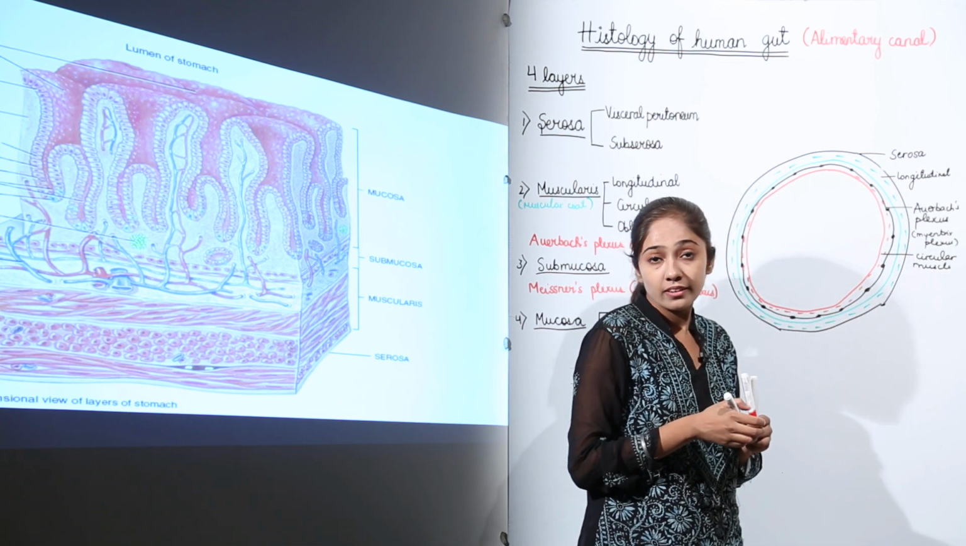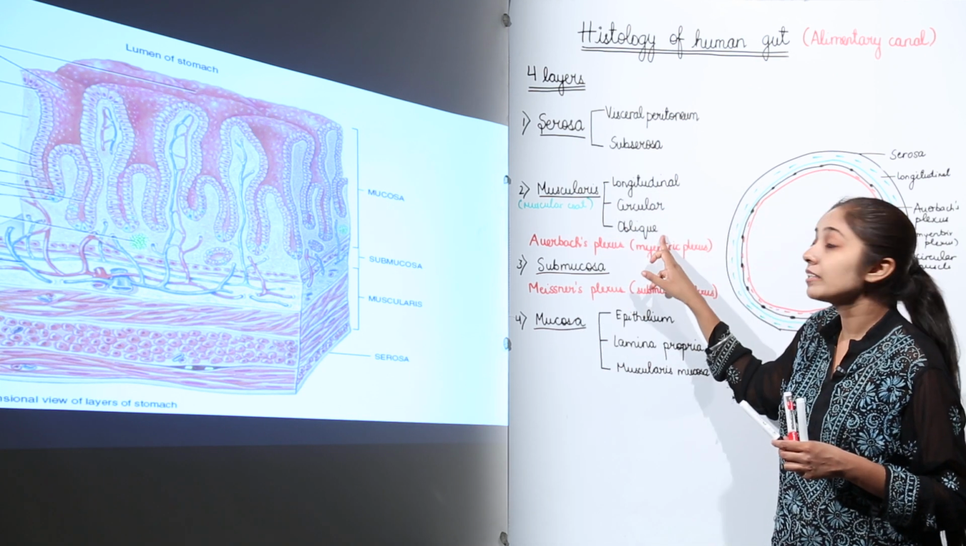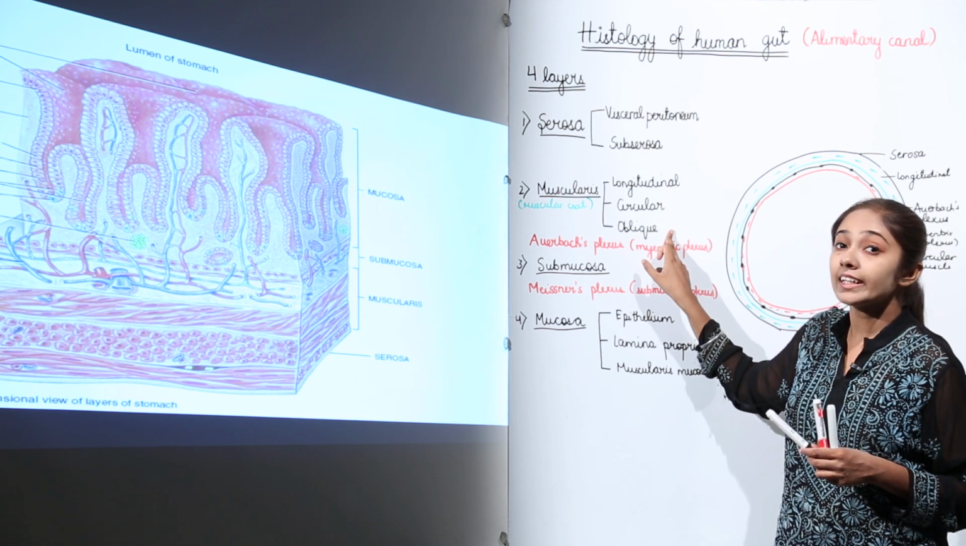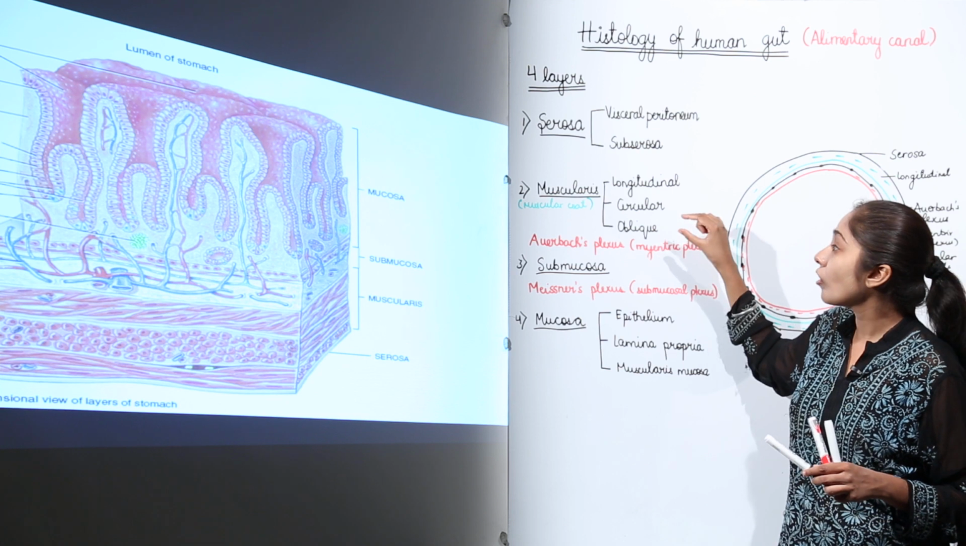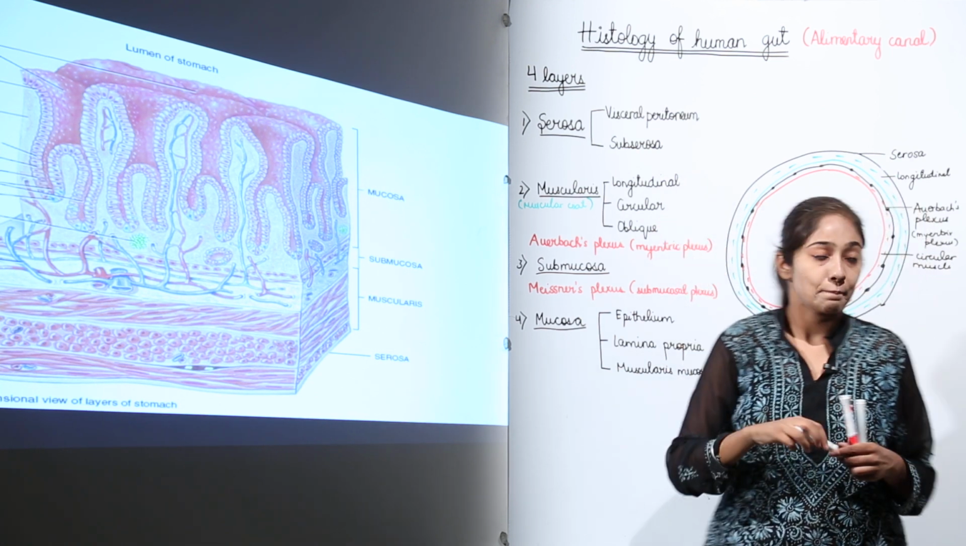Then in case of the stomach, there is one more layer present, that is the oblique muscle layer, but it is absent in the esophagus and in the intestines. So in case of intestine and esophagus, you need not draw the oblique layer, just draw the longitudinal and the circular muscle layer, right.